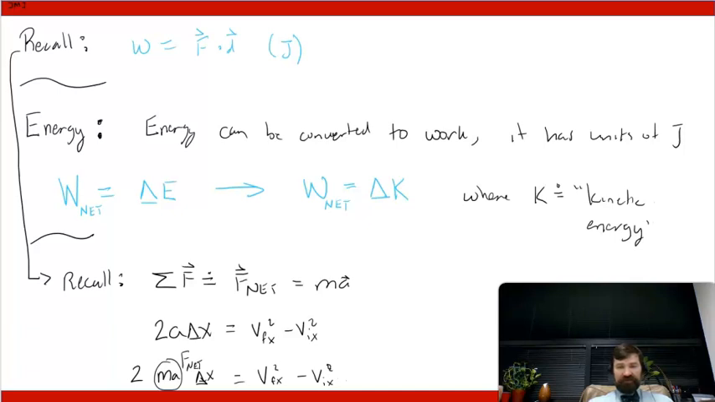This is delta x. Let's reduce the motion into one-dimensional motion, so we don't need to include the x's in the subscripts here. What this ends up giving me is, if I divide both sides by 2, and I multiply both sides by mass, that the work is equal to 1/2 m v final squared minus 1/2 m v initial squared.